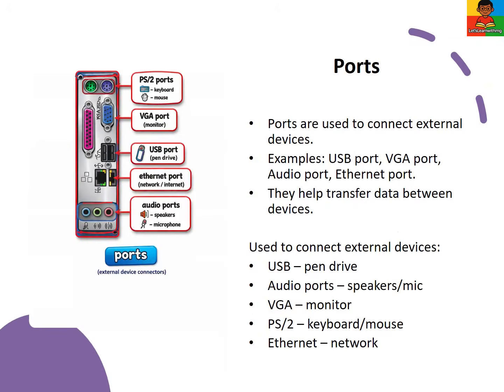Ports are used to connect external devices. Examples include USB port, VGA port, audio port, and Ethernet port. Ports help transfer data between devices. USB is used for pen drives, audio ports for speakers or microphones, VGA for connecting monitors, PS/2 for keyboards and mice, and Ethernet for networks.